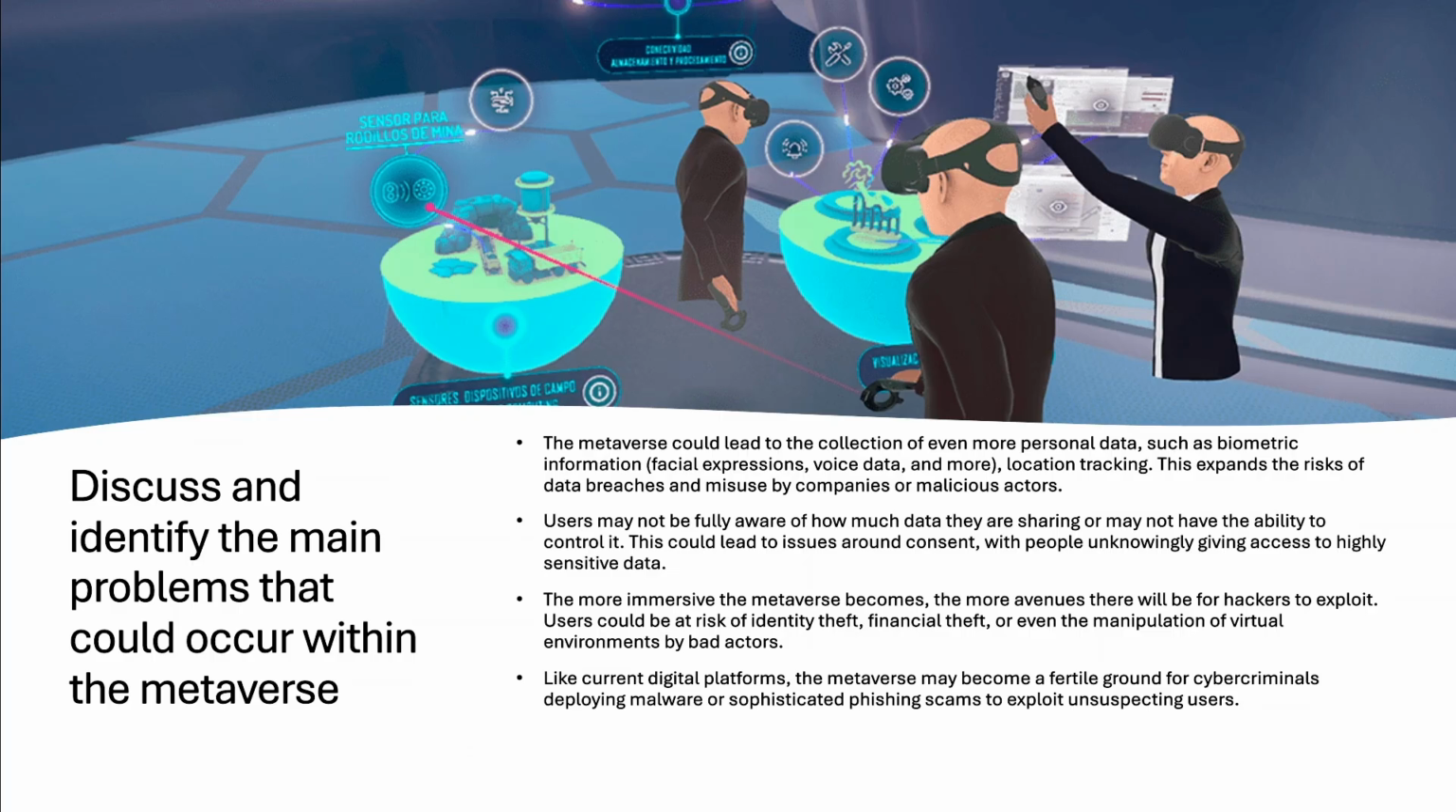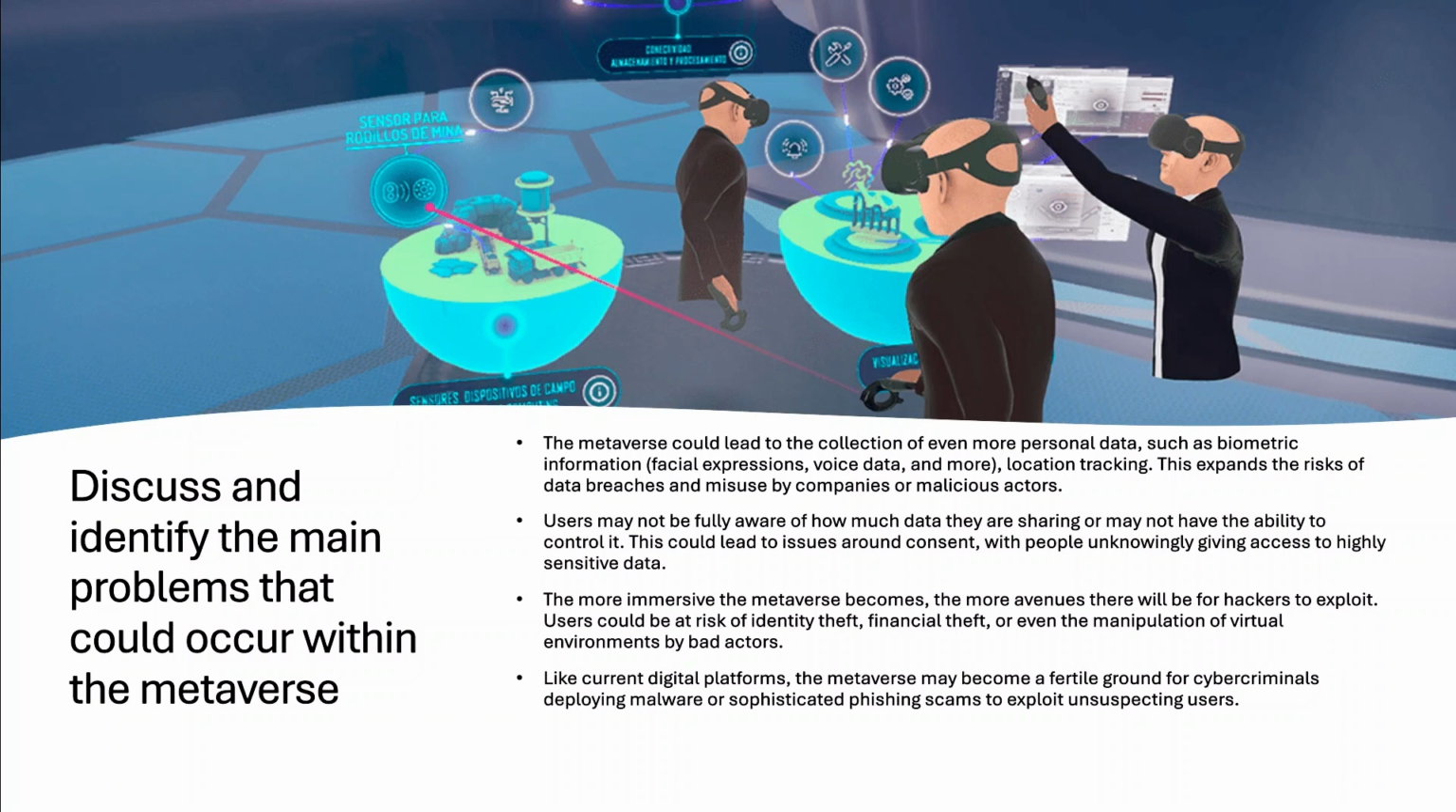Finally, I have discussed and identified the main problems that could occur within the metaverse. The metaverse could lead to the collection of even more personal data, such as biometric information, facial expressions, voice data, and more. Location tracking. This expands the risk of data breach and misuse by companies or malicious actors. Users may not be fully aware of how much data they are sharing or may not have the ability to control it. This could lead to issues around consent, with people unknowingly giving access to highly sensitive data.